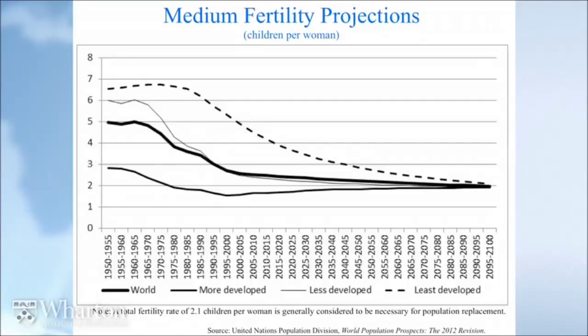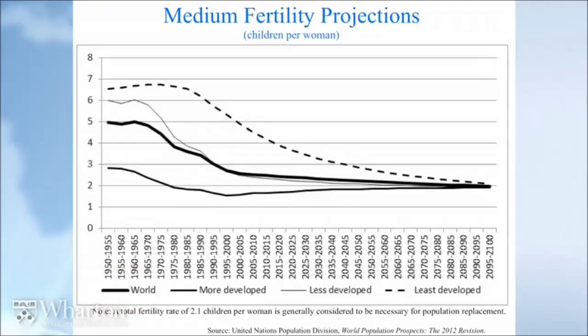What we see here is that as of 1950, the average woman in the world was having 5 children. Today, that figure has come down to about 2.5 children. And the projection is that by the end of the 21st century, the average woman in the world will give birth to about 2 children over her reproductive lifetime. That's the average for the world. That's the thick line on this chart.